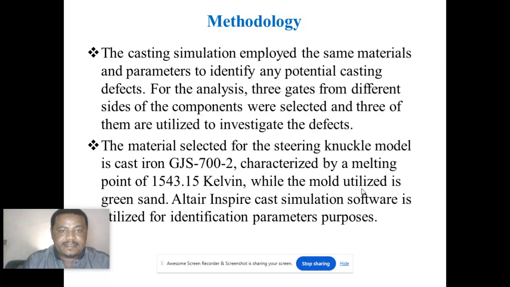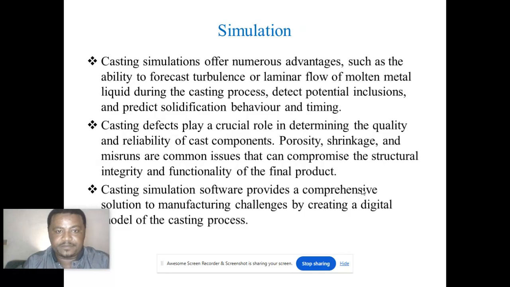Methodology. The casting simulation employed the same material to identify any potential casting defects. For the analysis, 3 gates from different sides of the component were selected, and all 3 of them are utilized to investigate the defects. The material selected for the steering knuckle model is the cast iron GJS 7002, characterized by a melting point of 1543.15 Kelvin, while the mold utilized is green sand. Altair Inspire casting simulation software is utilized for identification of parameters.